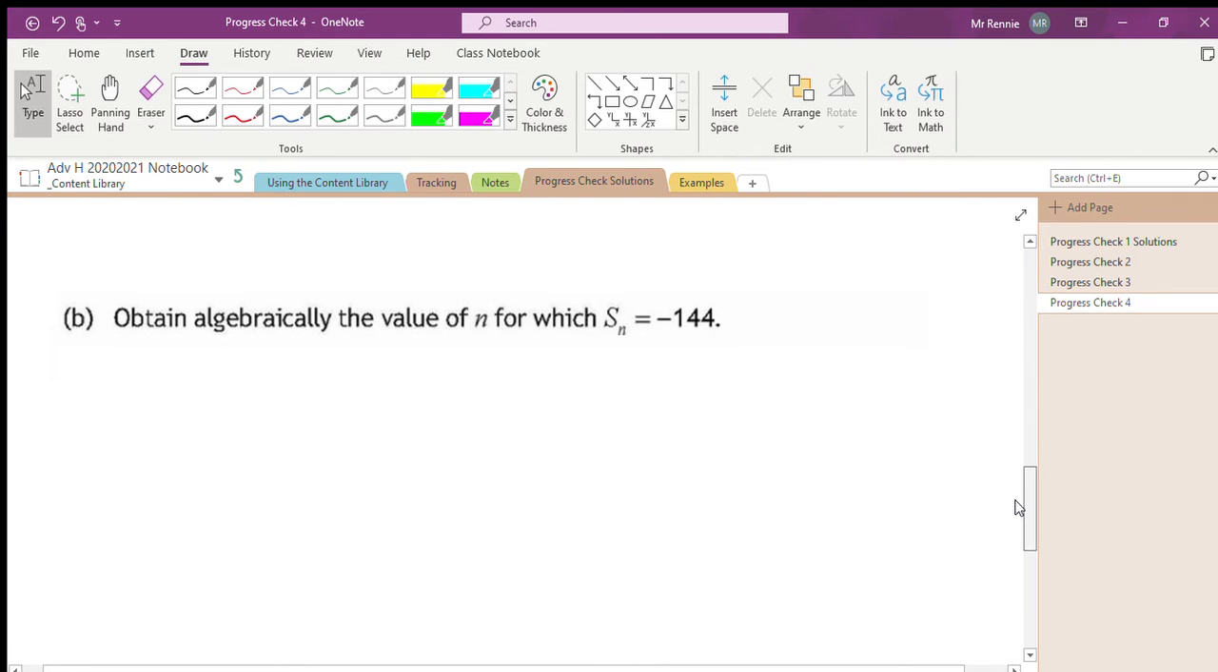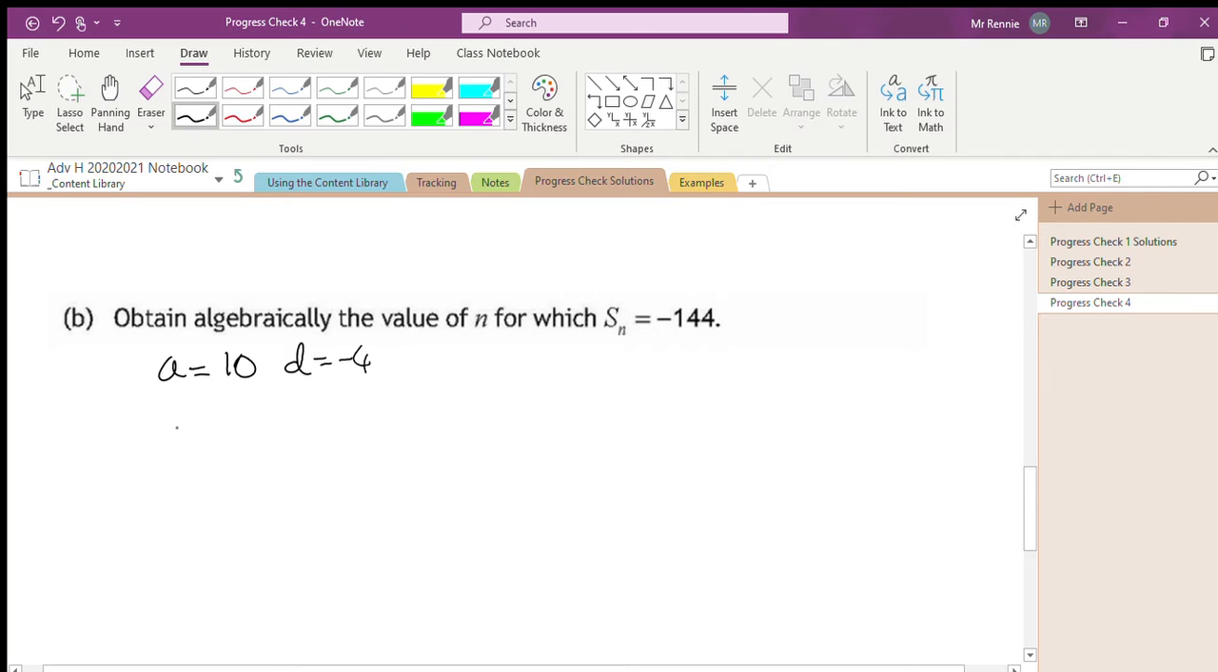However, we're going to obtain algebraically the values of n for which S of n is -144. That means the sum of the first n numbers would give me -144 in this arithmetic sequence. We want to find how many terms would have to be in there to give us that sum. So I know from the question that a is 10 and d is -4.